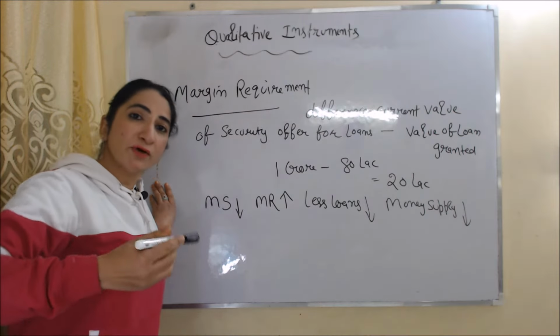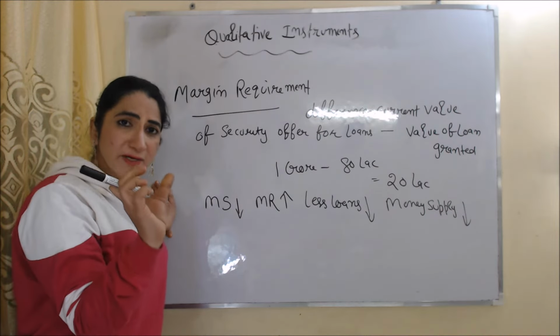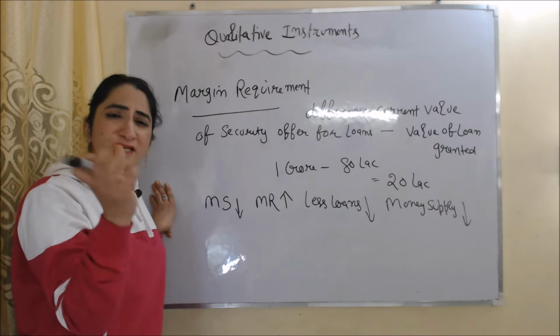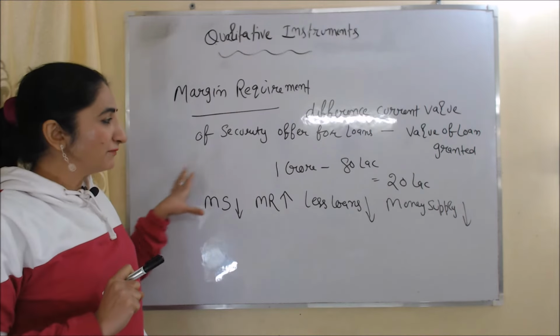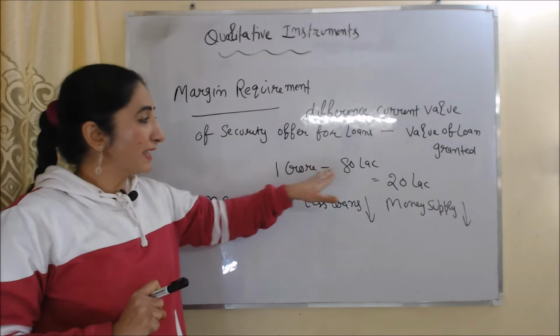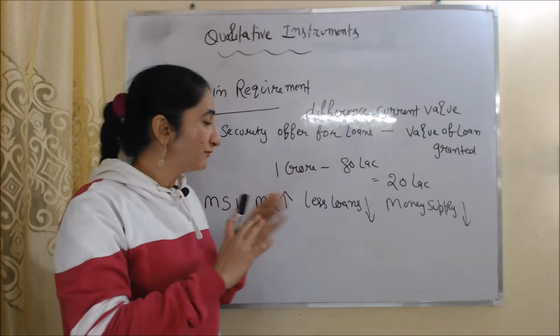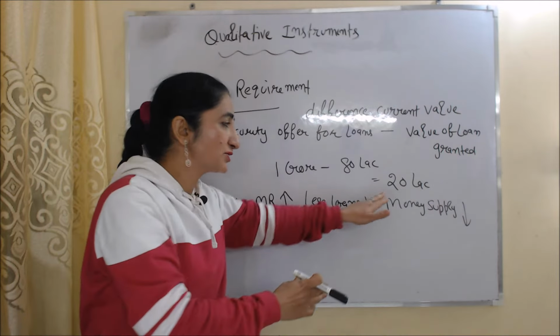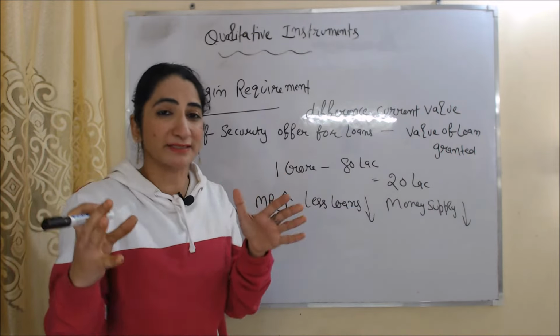For example, someone wants to take a loan and he keeps his home as a mortgage, or we can say keeps his home as a security, and value of his home is 1 crore, but bank is giving loan of 80 lakh. Difference between 1 crore and 80 lakh is 20 lakh. This 20 lakh is called margin requirement.